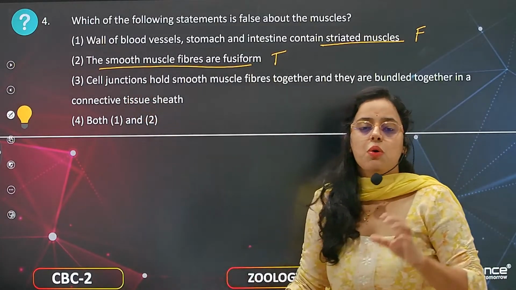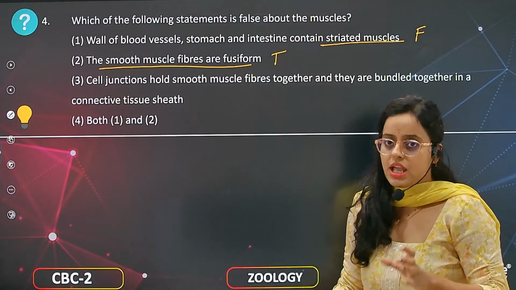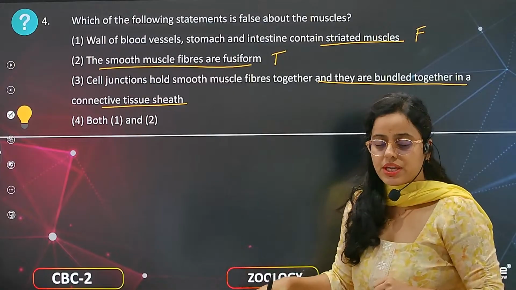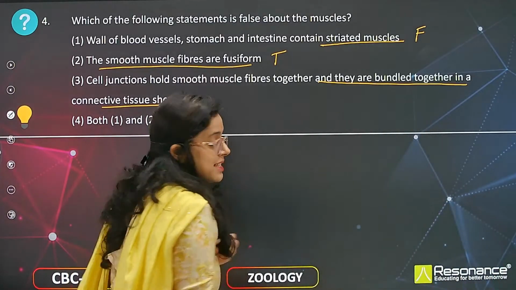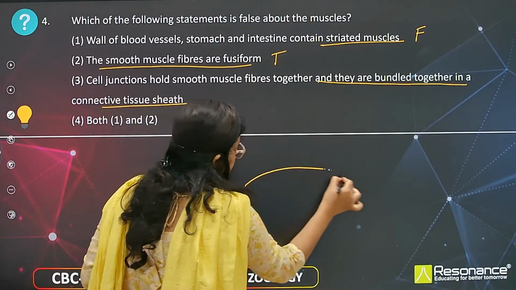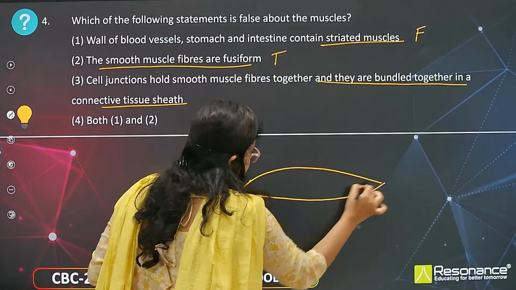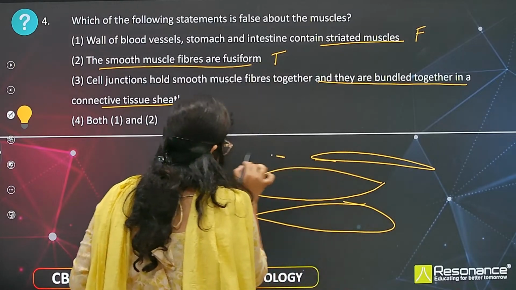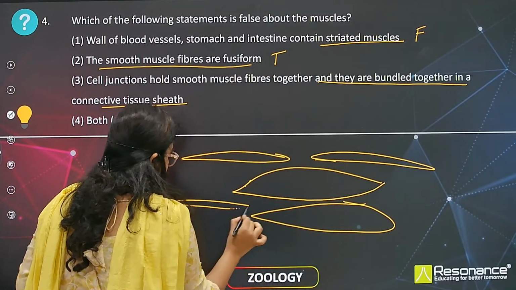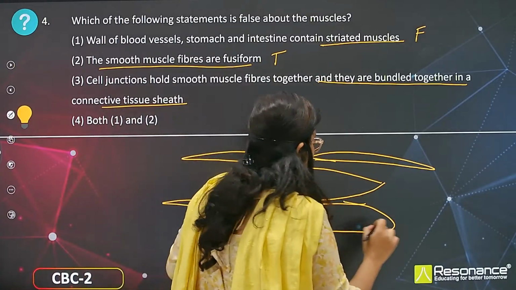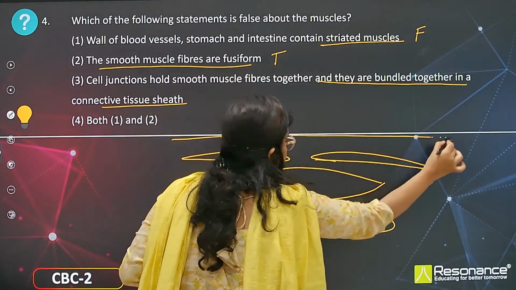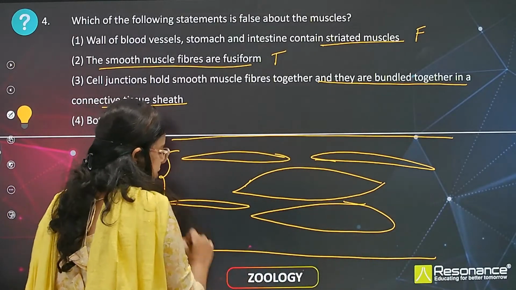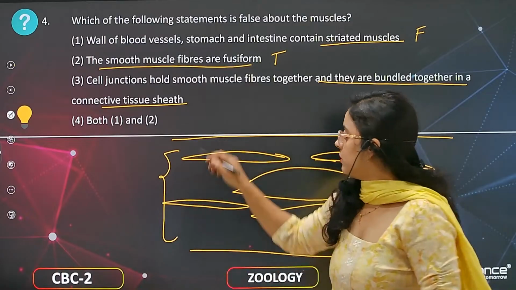Cell junctions hold smooth muscle fibers together and they are bundled together in a connective tissue sheath. Because sarcolemma is absent over here, it is not present properly. These spindle shaped muscle fibers are tightly held together by a special connective tissue sheath. So this is also true.